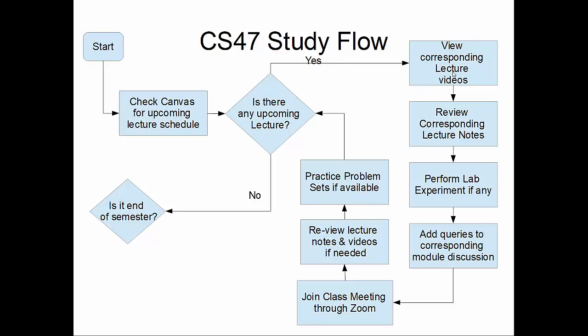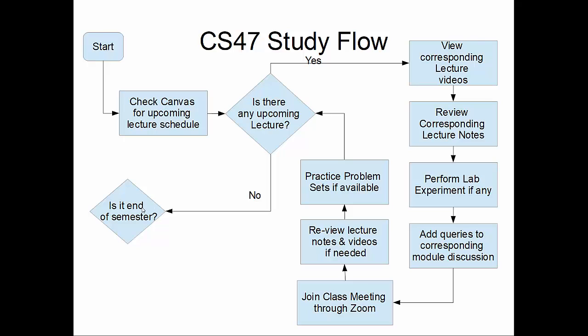You watch the videos, review lecture notes, perform the lab, add queries to the module discussion section, then join the class meeting to clear up your conception, review your lecture notes and videos again if needed to clean up further your conception, and practice the problem sets if available. And this goes on for all the lectures. Now, is there any upcoming lecture? Maybe it's exam time or not, I don't know.